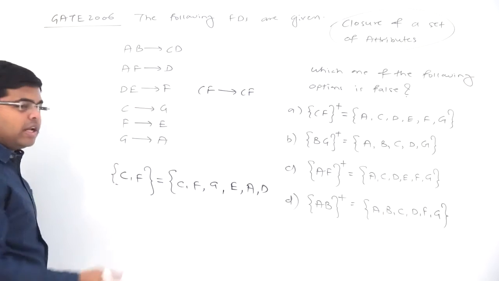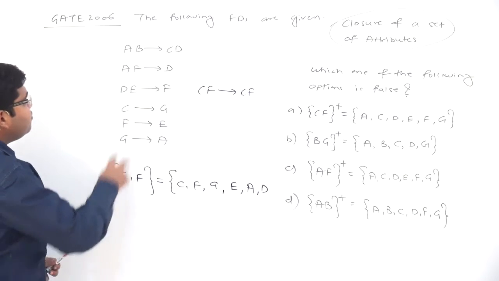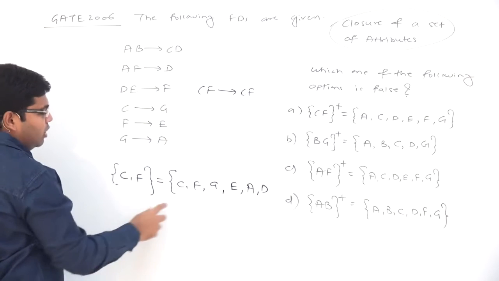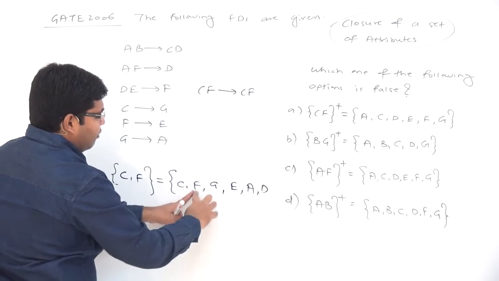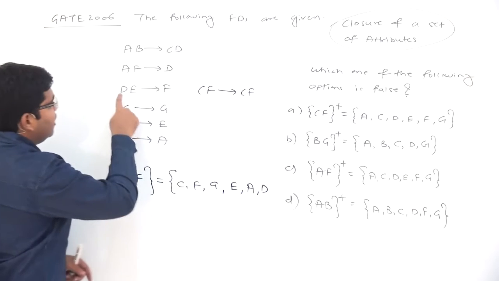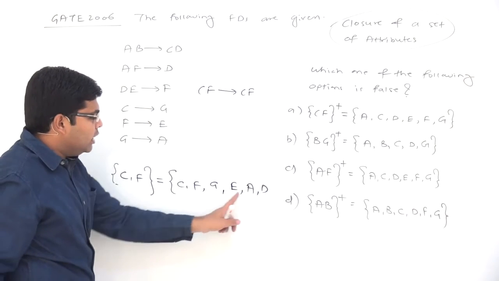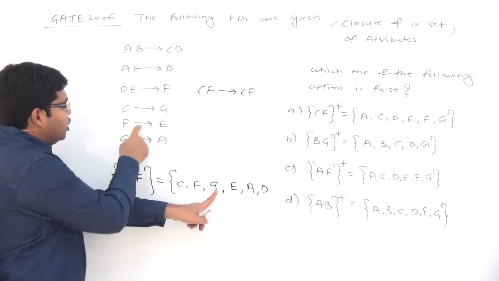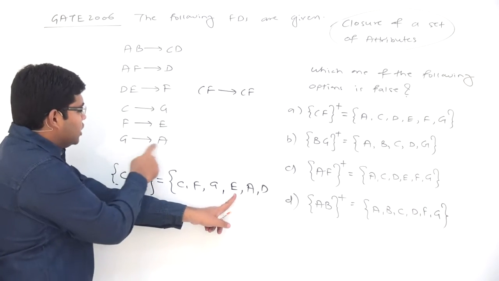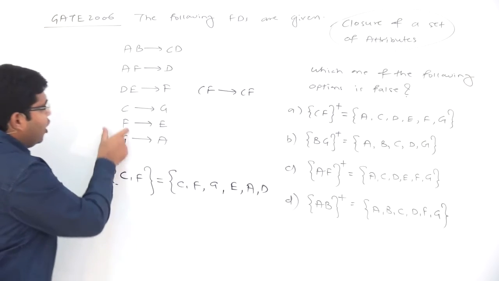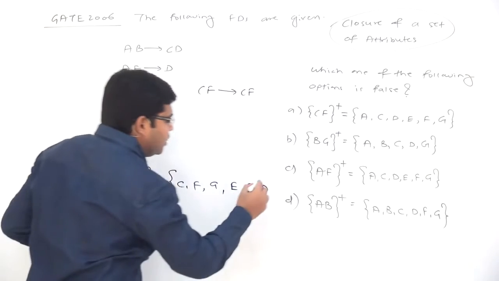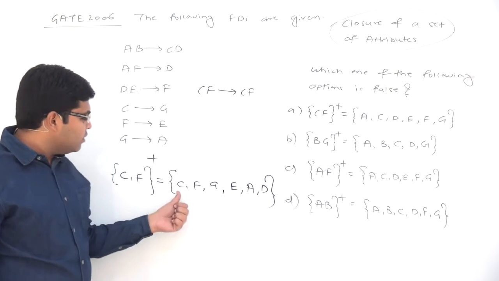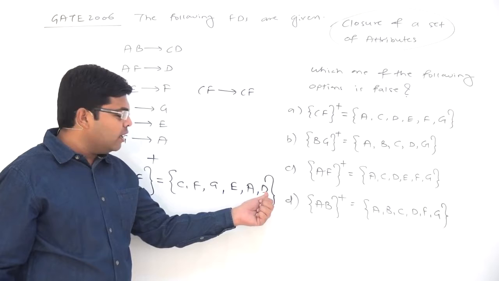Let's check once again whether any additional attribute can be added or not. AB is not available, so this FD is out of question. AF will give the value of D, D has been added. DE will give the value of F, F has been added. C will give the value of G, G has been added. F gives E, E has been added, and G gives A, A has been added, and all these attributes are already available. What does that mean? That the closure of CF consists of these 6 attributes: C, F, G, E, A, and D.